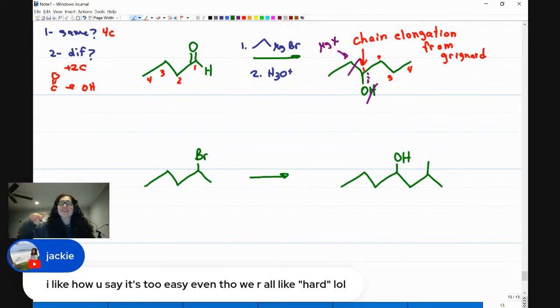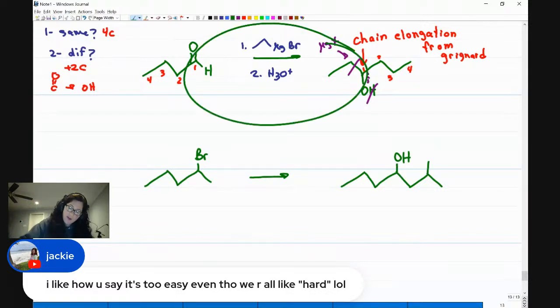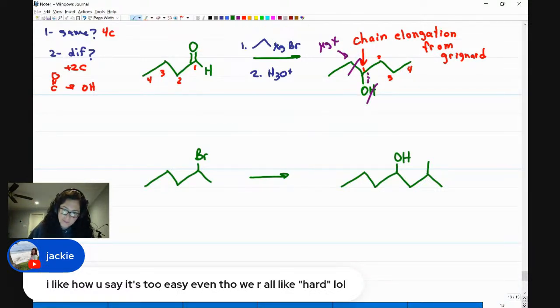Sorry, Jackie. Once you realize the pattern, I realize I accidentally gave you this pattern. I'm trying to show you a different one. So now I can't simply say cut it right there because I'm starting with a 5-carbon chain. 1, 2, 3, 4, 5. So if I'm looking at my questions, for question 1, what is the same? And question 2, what is different?